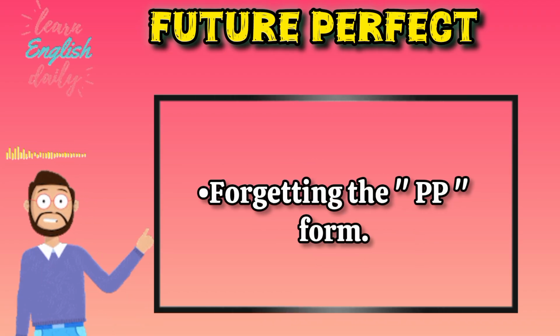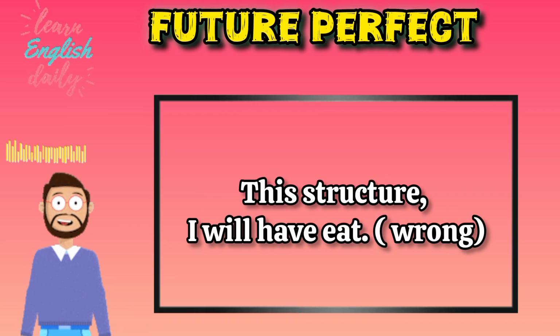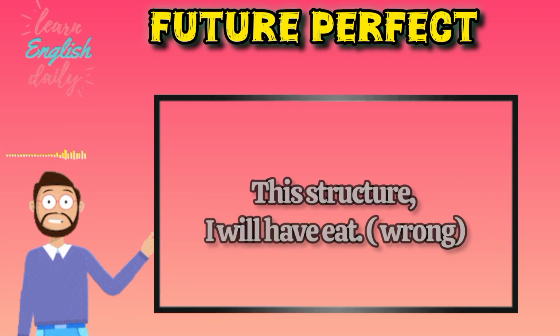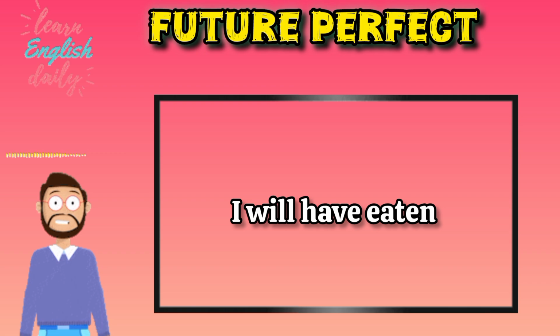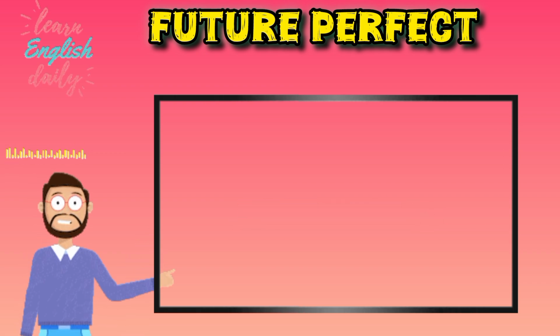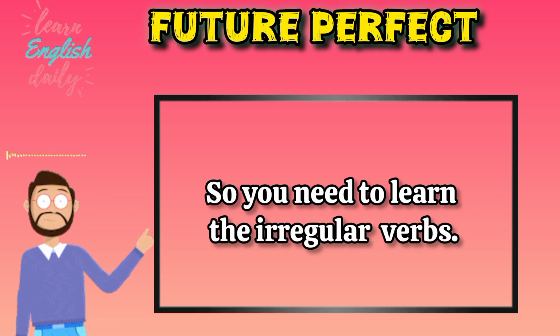Forgetting the past participle form. This structure, I will have eat, is wrong. Correct. I will have eaten. So you need to learn the irregular verbs.